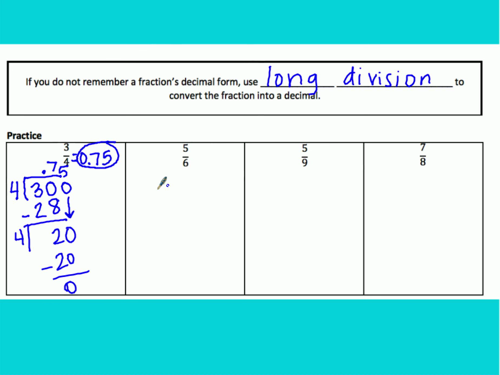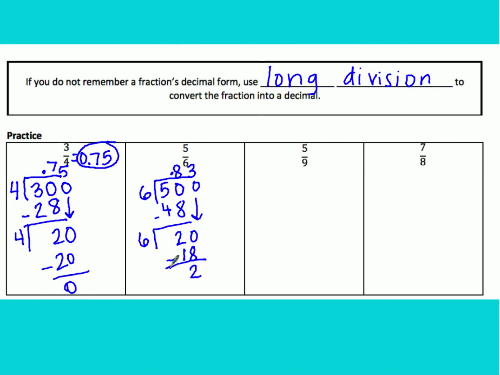Let's review them. If we're doing 5/6, that's 5 divided by 6. So 5 goes inside, 6 goes outside. 6 can't go into 5, so we add our decimal and add our 0. Now 6 can go into 50 8 times. 8 times 6 is 48. We subtract, we get a remainder of 2, so we're not done. We have to add another 0, and 6 can go into 20 3 times. That makes 18. And when we subtract here, we're just left with 2.